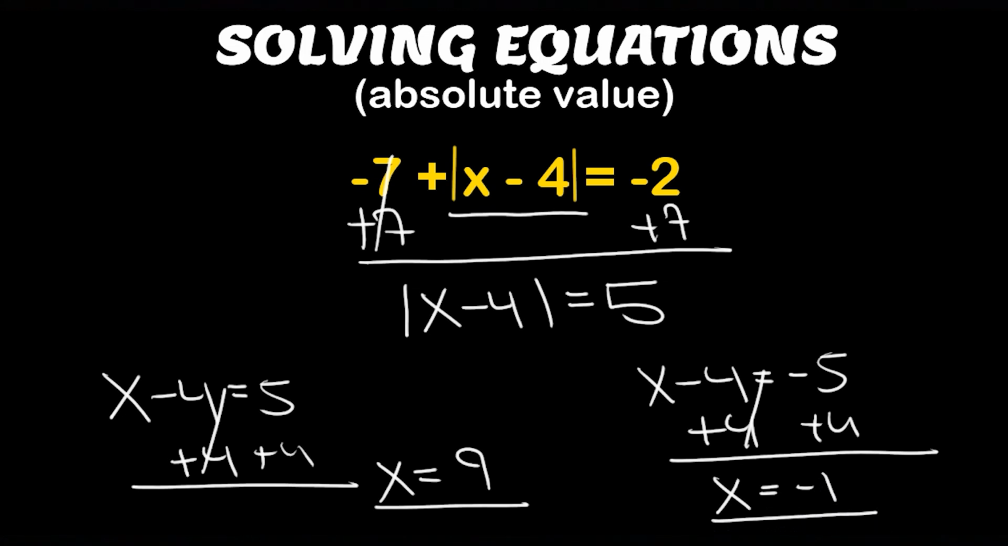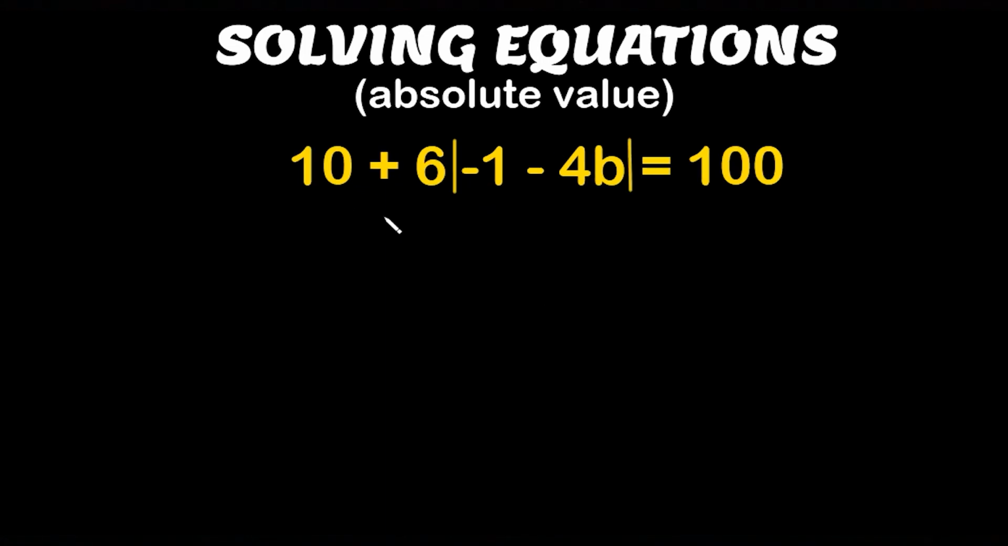All right, let's try 2 more examples. So this one looks a little more challenging, but it's really not. We just have a couple more steps before we can write out these two different equations. So my first step here is to get rid of this positive 10. So I'm going to minus 10 on both sides.